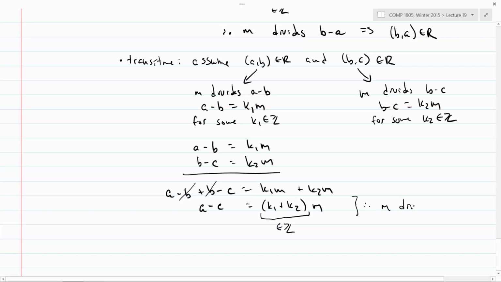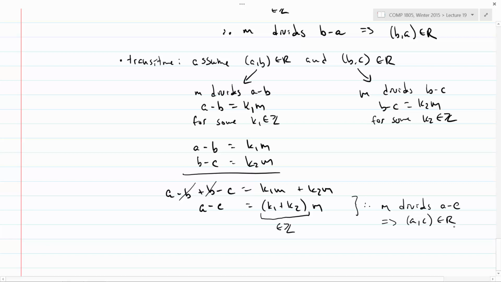So M divides A minus C. All right, so that means that AC is in my relation. So what have I done? Well, I've assumed that AB and BC are both in the relation, and now I've proved that AC is in the relation. So that's exactly what it means to be transitive. Does that make sense? All right.